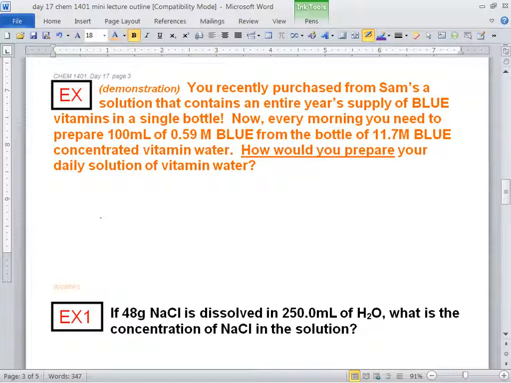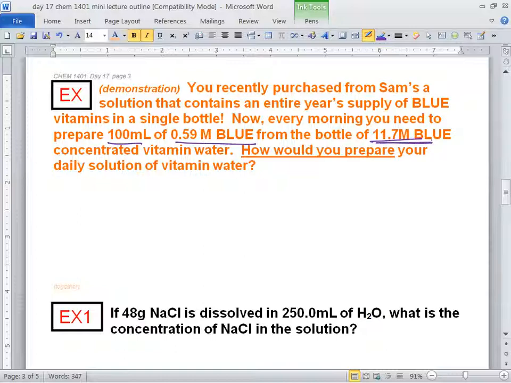Went to Sam's. Bought an entire year's supply of blue vitamins in a single bottle. Here it is. Every morning. So you know, Sam's, you buy bulk, right? So why buy all these little solutions of vitamins when you can just buy the great big thing for a fraction of the price? But you have to go through the work of diluting it every morning. So every morning you need a dose of this stuff. You need 100 mils of 0.59 molar blue. Now the stuff you bought was 11.7 molar blue.